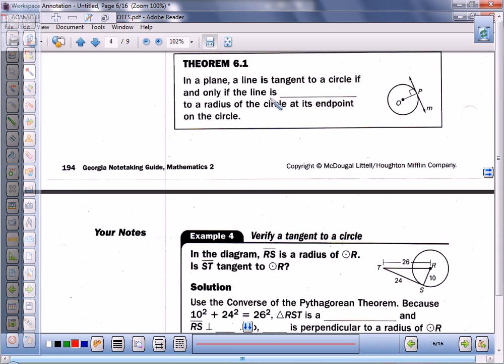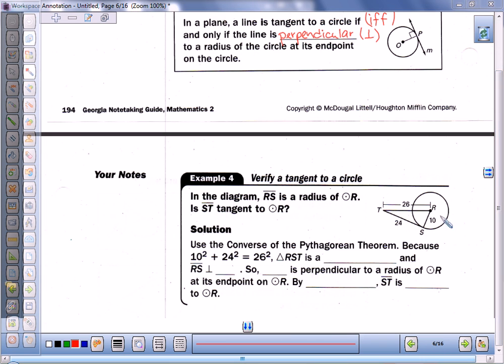Okay, in a plane, a line is tangent to a circle if and only if, and the abbreviation for if and only if is IFF, if and only if the line is perpendicular. And that is nice because there's a lot of math we can do with this. Perpendicular to the radius. So it is tangent only if it is perpendicular. Well, that's helpful because that can lead us to problems like this. Well, if it is tangent, then it is perpendicular. And if it's perpendicular, we've created a right triangle. So what can we do with a right triangle? We can use the Pythagorean theorem.